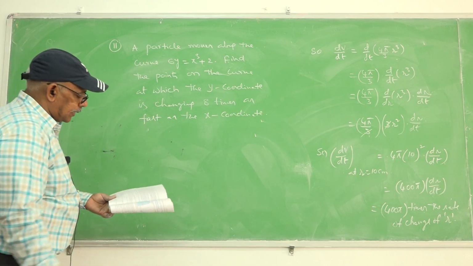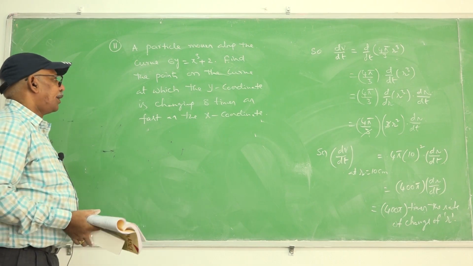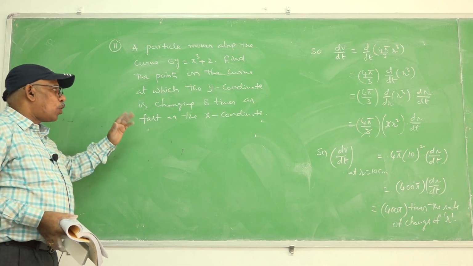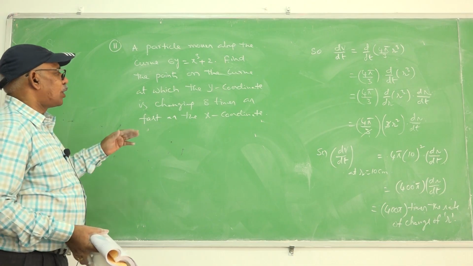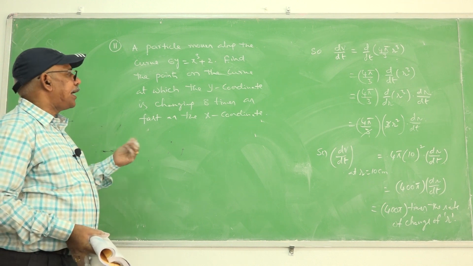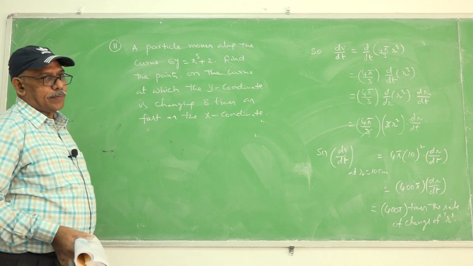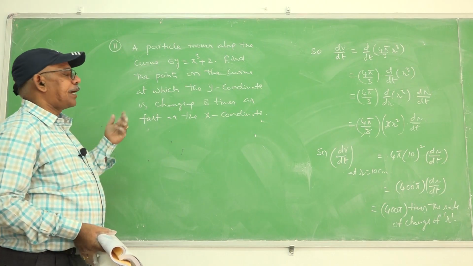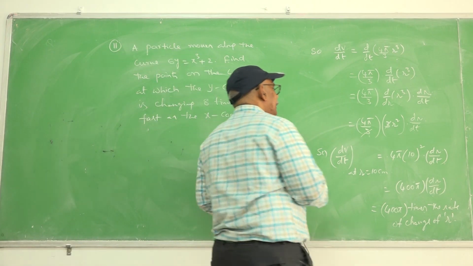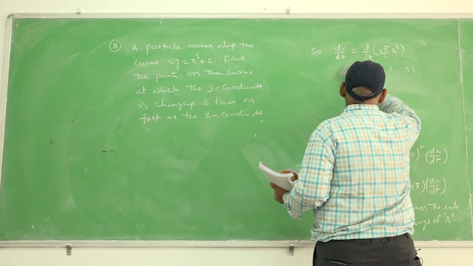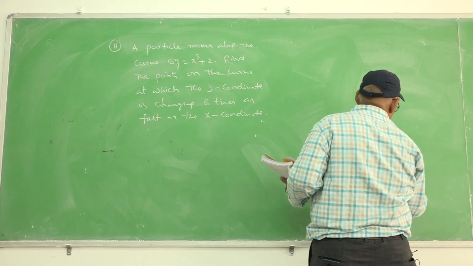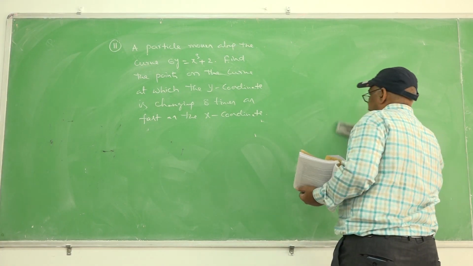A particle moves along the curve 6y equal to x cube plus 2. Find the points on the curve at which the y coordinate is changing 8 times as fast as the x coordinate. That means the rate of change of the y coordinate is 8 times the rate of change of the x coordinate. At what point is that true? That is the problem here. Once the particle is moving along the curve 6y equal to x cube plus 2, the relation between y and x is given in such a way.